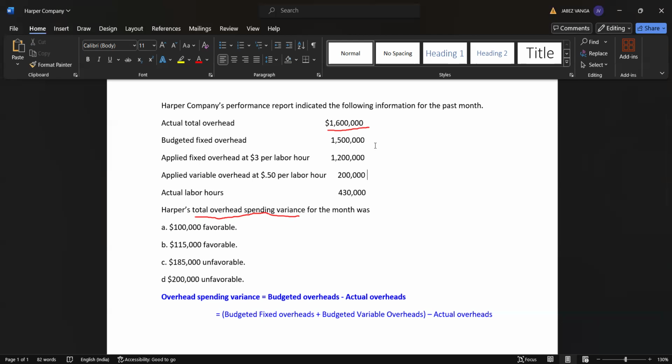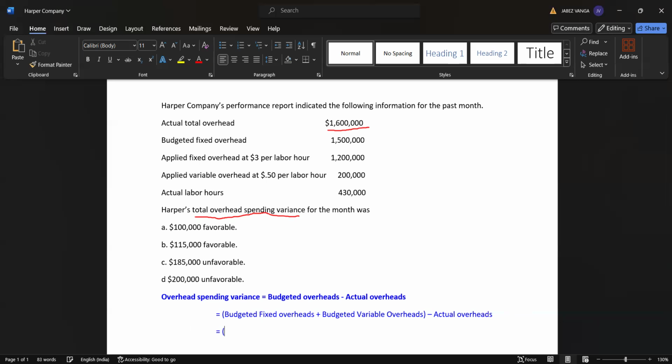So now fixed overhead, whether it is at 400,000 hours or 430,000 hours, it would still be the same. 1,500,000 would still be the same because fixed overhead does not vary within the relevant range. Apart from that, the budgeted variable overhead has now to be calculated because variable cost is a cost which varies proportionately with the level of activity. So, accordingly, we write the amounts here.